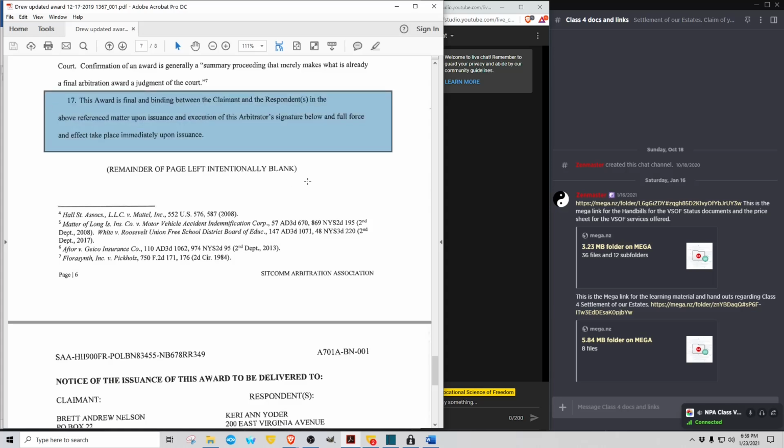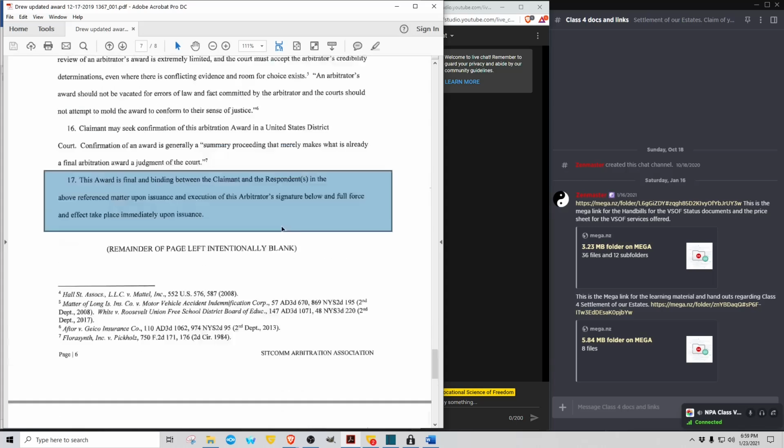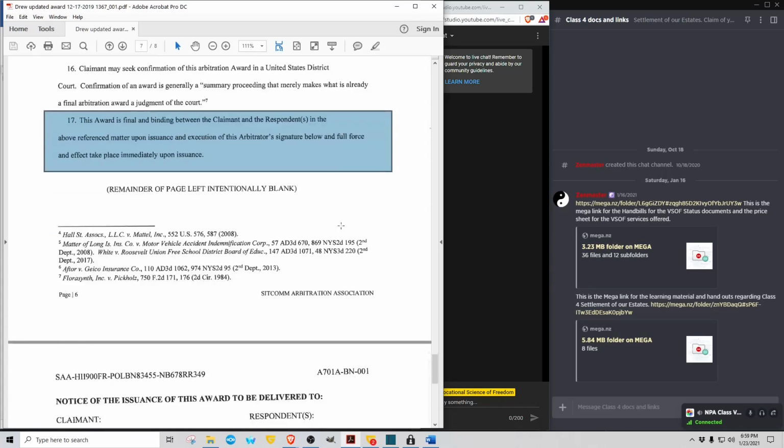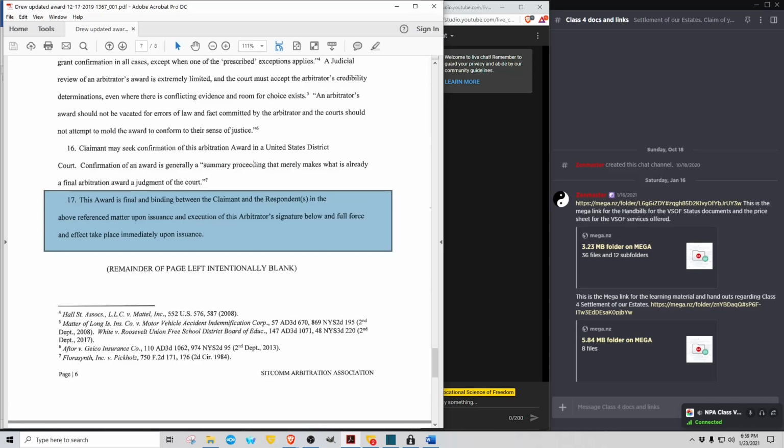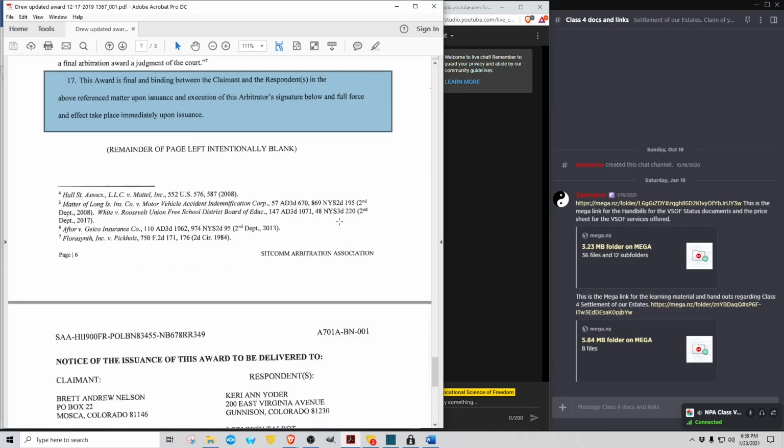That's it. Now, how you decide to enforce it, you don't have to enforce it through U.S. District Court, or if they're going to be a bunch of pansies about it, whatever. We can enforce this however we want to. We can enforce it in another court of record. We could probably even enforce it by grand jury if we wanted to.